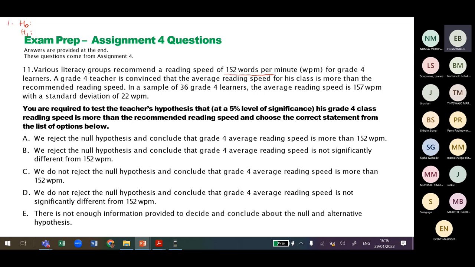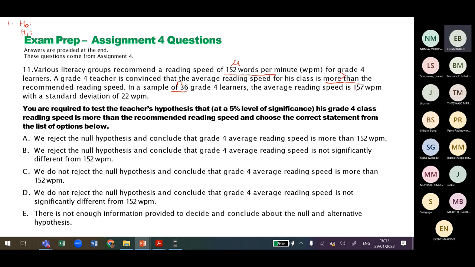What is the 152 words per minute? That is your population mean. I'm going to ask, what does the "more than" mean? Is it the less than or is it the greater than? It's the greater than. In a sample, what is 36? 36 is our N. And what does this mean? The average reading speed is, and this is from the sample of 36.